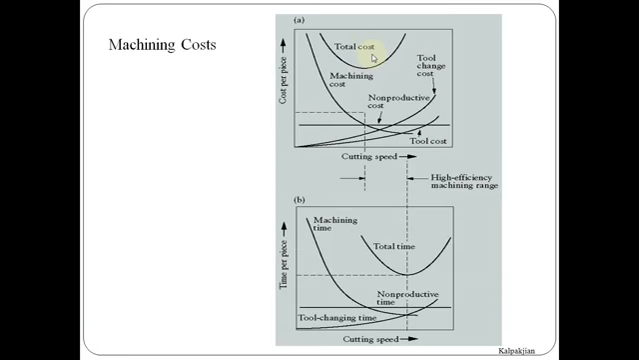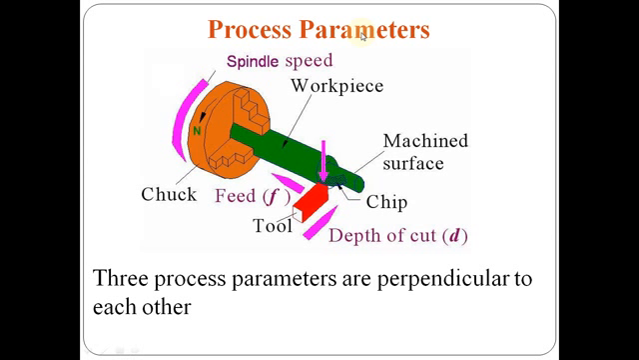So indirectly, all these things will affect the total cost during the machining. Changes in the speed or any cutting parameters will have an influence on the total cost of the component itself. So today this video will present what the process parameters involved in this machining are.